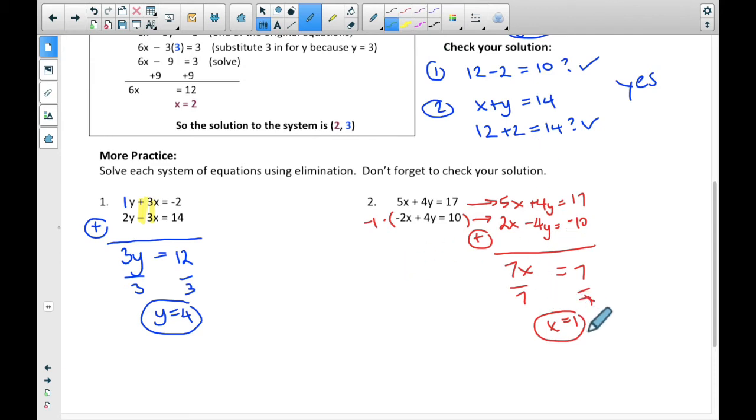Of course, we have to take that 1 and plug it in. I think I'm going to pick the top equation. I like to avoid my negatives. So that's going to be 5 times 1 plus 4y is equal to 17. I'm going to solve for y.